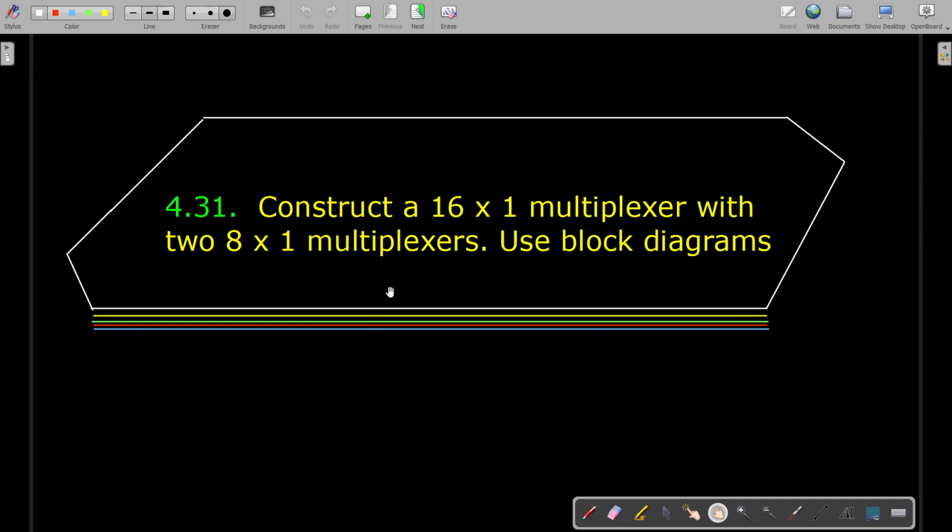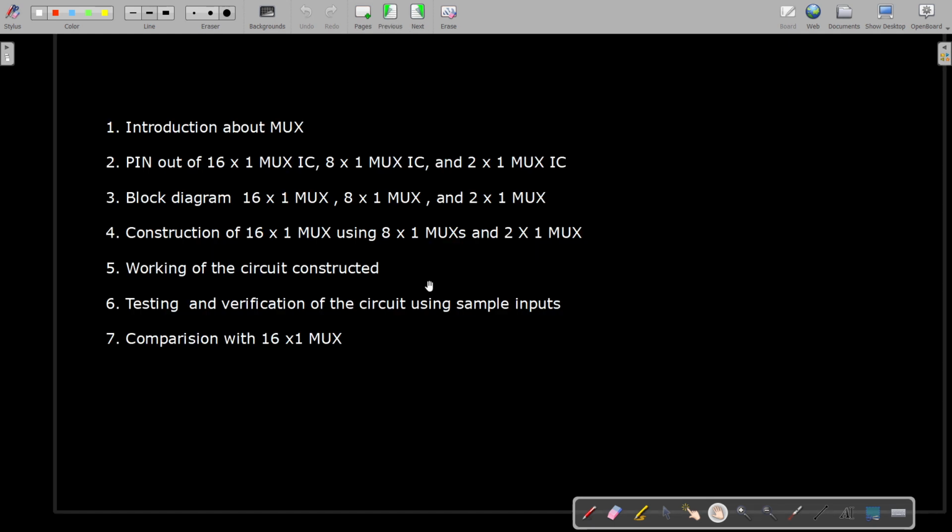Hello everybody. In this video we are going to construct a 16 by 1 multiplexer with two 8 by 1 multiplexers using block diagram. This is problem number 4.31 from Digital Design by Morris Mano's 5th edition. Okay, let's get started. And this video consists of 7 parts.